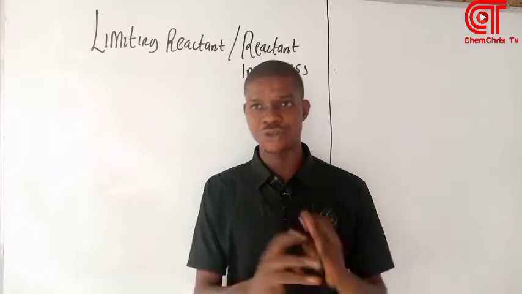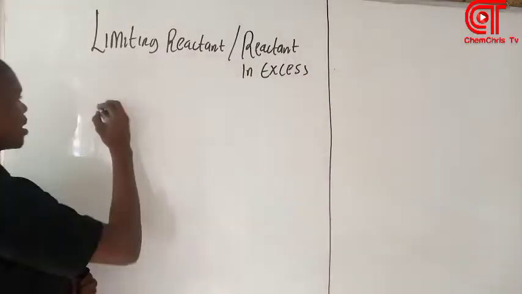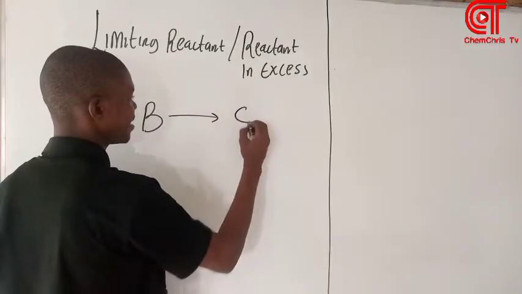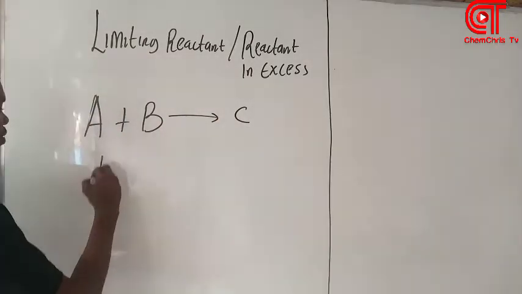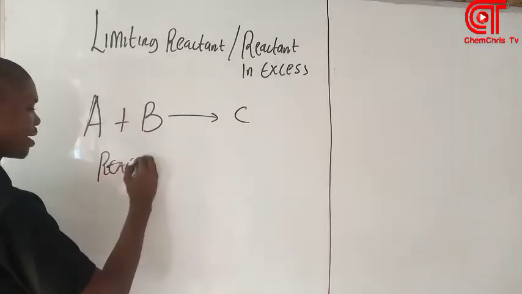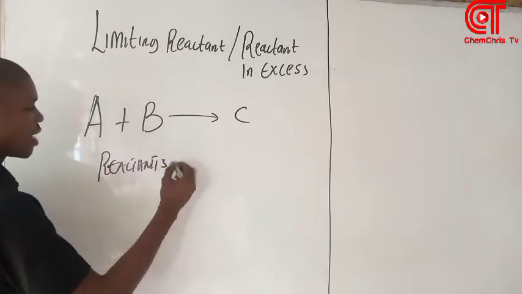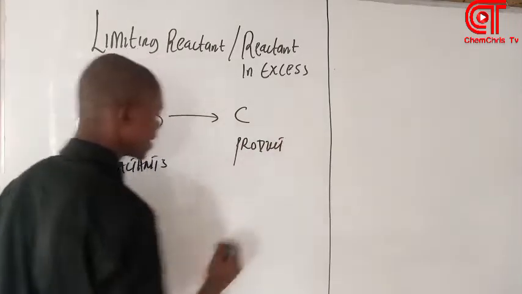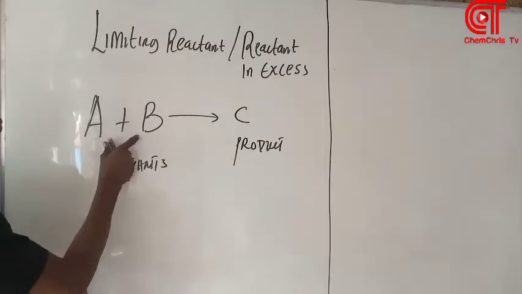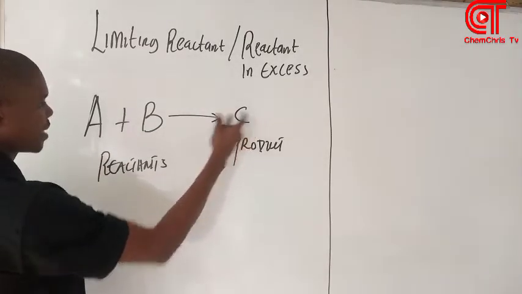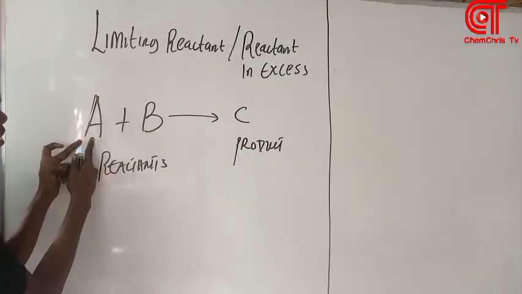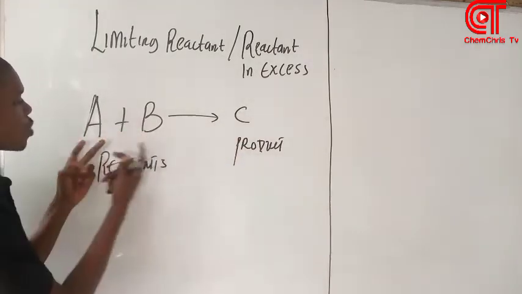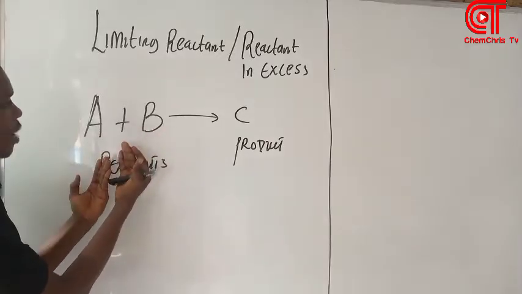Now I'm going to illustrate for you. Imagine we have A plus B giving you C. A plus B are the reactants. We have two reactants here, and here we have the product. These two react together to form a particular product, C. Each has its own mass. The combination of the two of them will produce C.